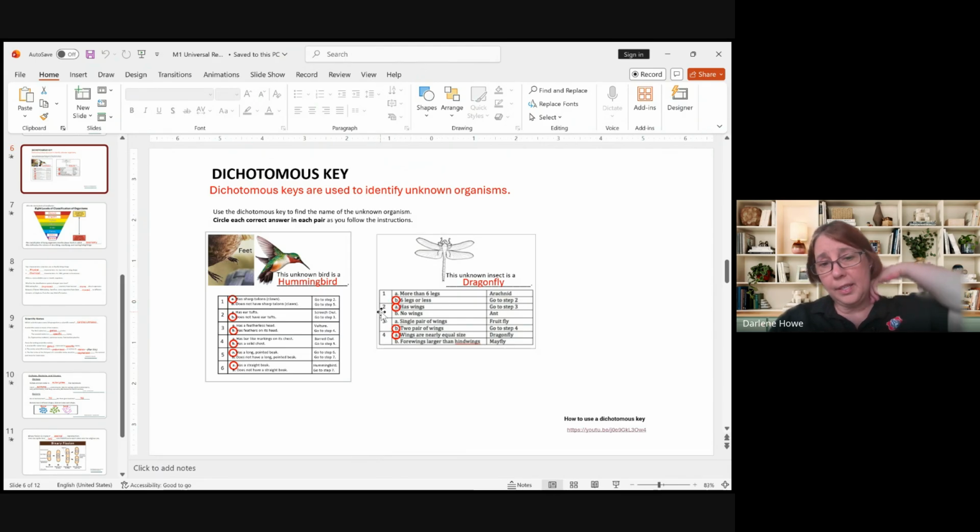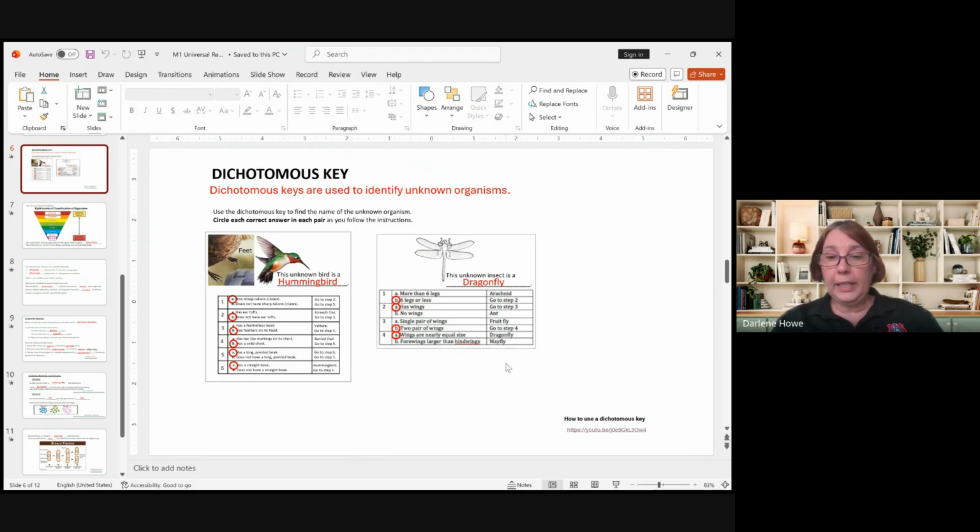Step 2 says he has wings or he doesn't have wings. He definitely has wings. So we circle A. We go to step 3. Single pair of wings, 2 pair of wings. He's definitely got 2 pairs of wings. We go to step 4. Wings are nearly equal size. Correct. Or fore wings are larger than the hind wings. Fore wings are the wings at the front. Hind wings are the wings in the back. No, his front and back wings are about the same size. So he is a dragonfly.